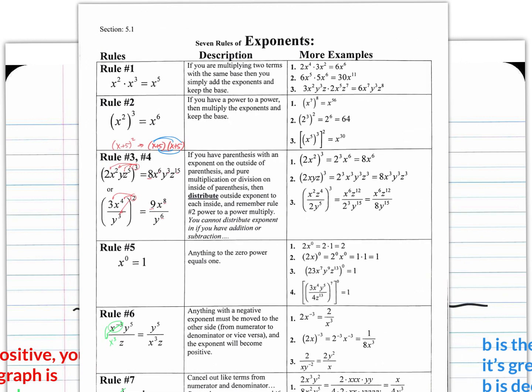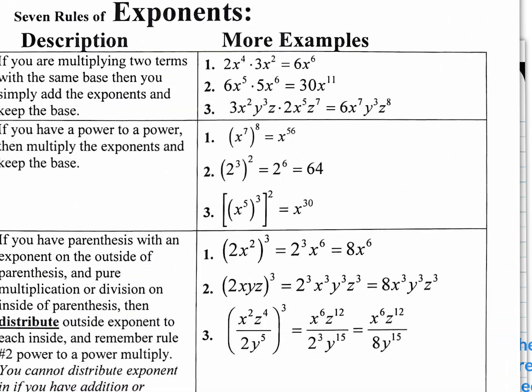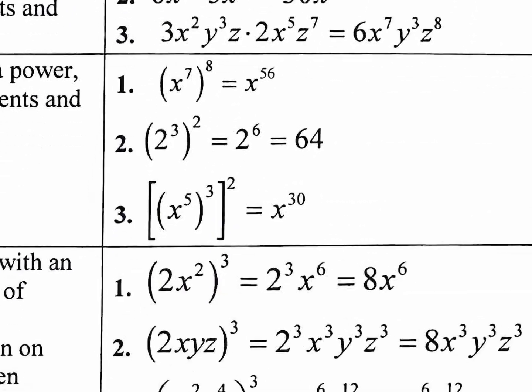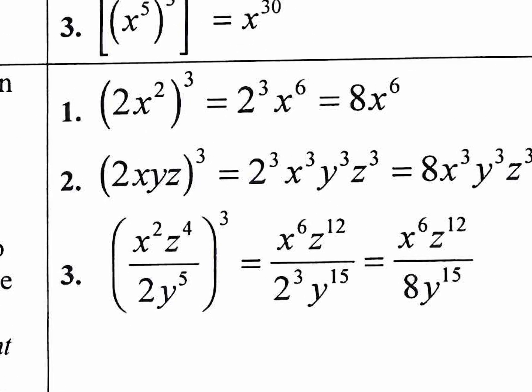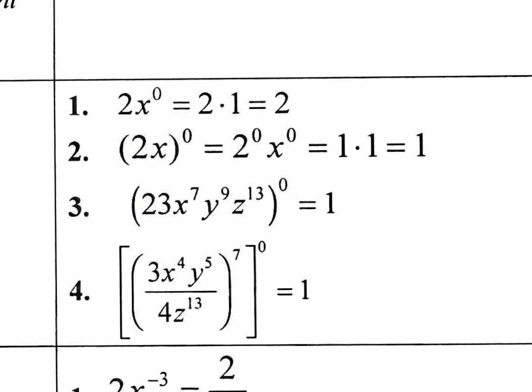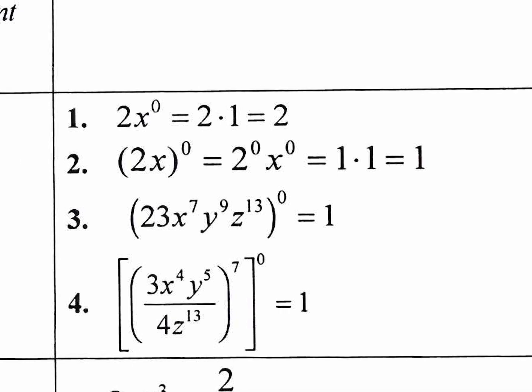And this PDF in Google Classroom will also show you more examples of Rule 1, more examples of Rule 2, where you have a power to a power you multiply, more examples of Rule 3, where you distribute the outside exponent to each and every inside one, more examples of Rule 4, or this is Rule 5. It doesn't even matter the number.